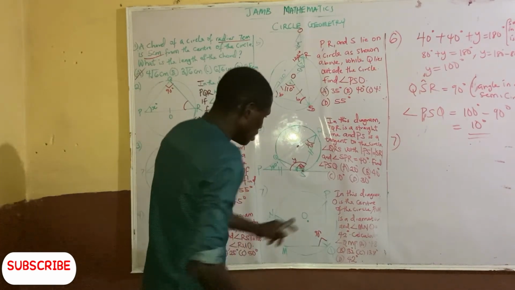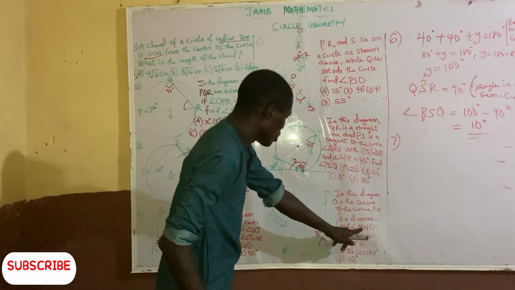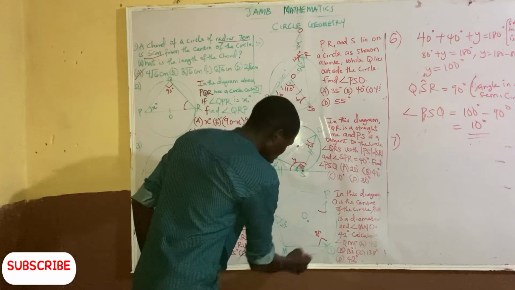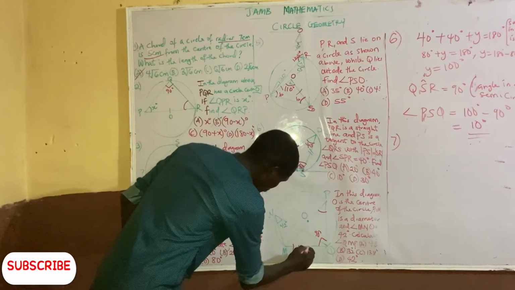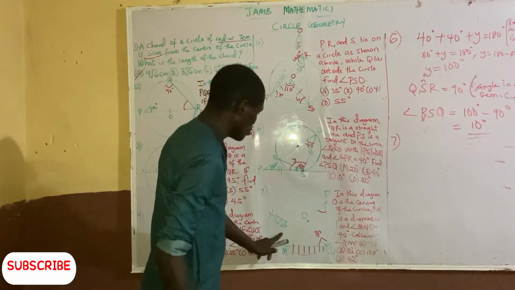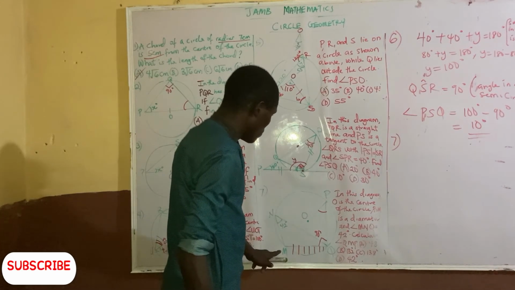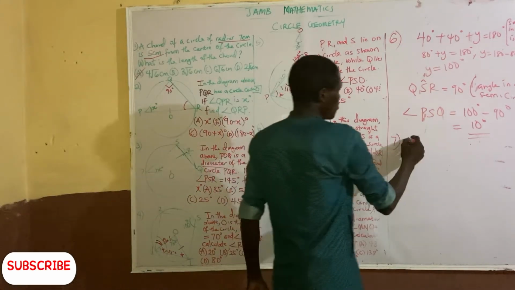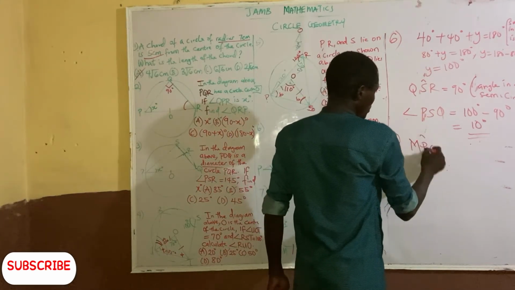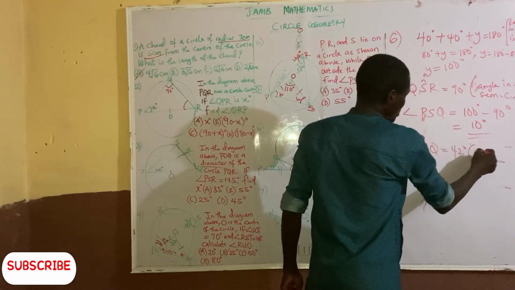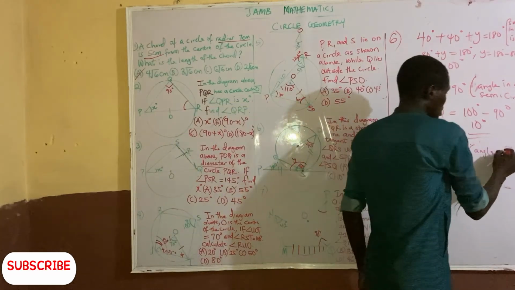And this angle MNQ is equal to 42 degrees, and it is equal to this angle, because the angles are in the same segment. This is a segment. So 42 degrees is equal to angle MPQ. Angles in the same segment.